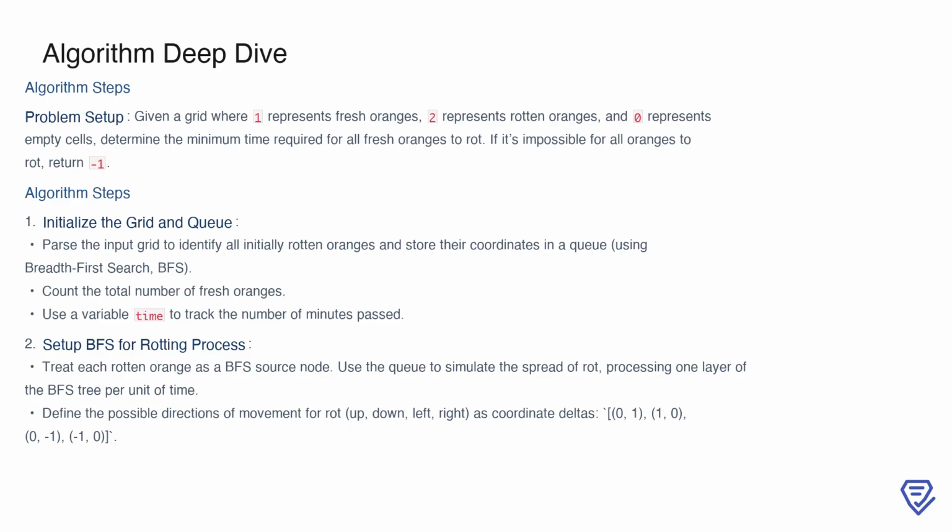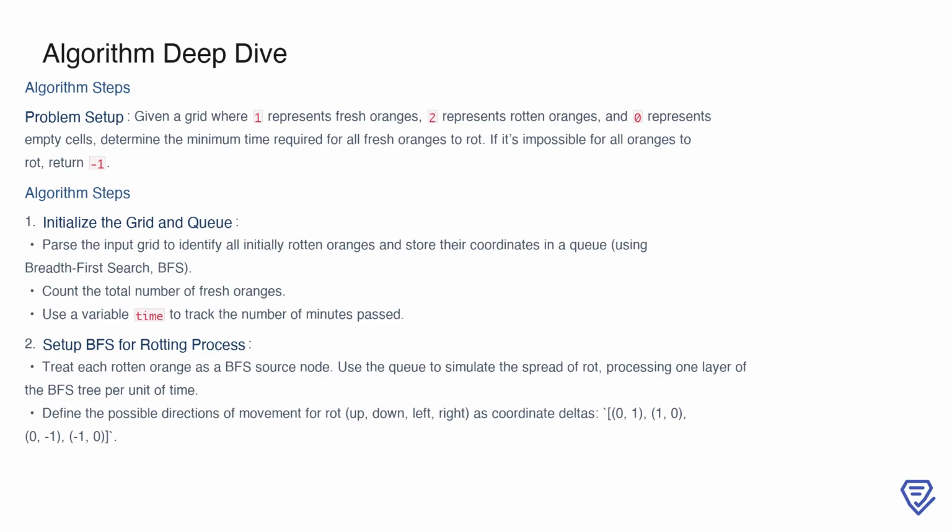The algorithm begins by initializing the grid and preparing for a breadth-first search, or BFS. First, we scan the grid to identify all initially rotten oranges and add their coordinates to a queue. This queue will allow us to process the rotting oranges layer by layer. At the same time, we count all fresh oranges in the grid, which helps us track when the process is complete. Finally, we introduce a variable, time, to measure how many minutes have passed during the rotting process.